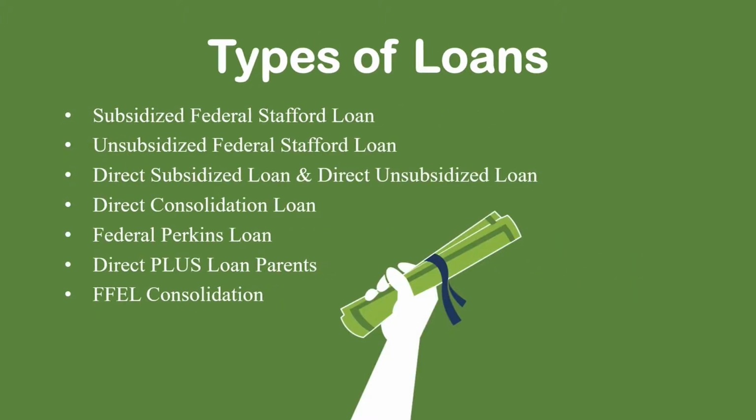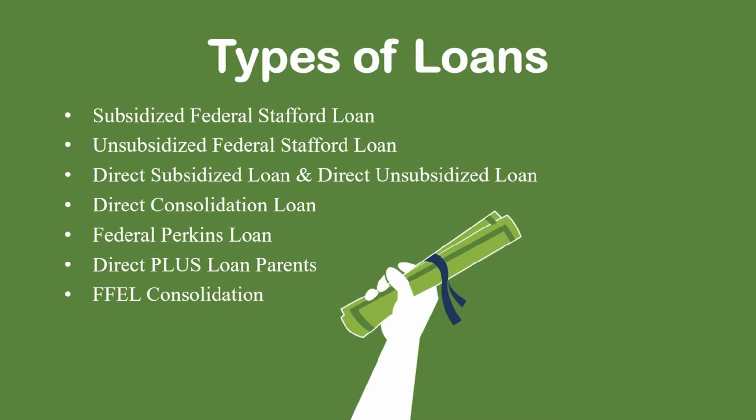There are different types of student loans, and I'm going to go over them now. The first one is a subsidized federal Stafford loan. Now, the subsidized federal Stafford loan is a federal student loan available to students with demonstrated financial need. Subsidized loans are among the least expensive loan options for students, because the federal government pays the interest while the student is attending college on at least a half-time basis and during other periods of authorized deferment.